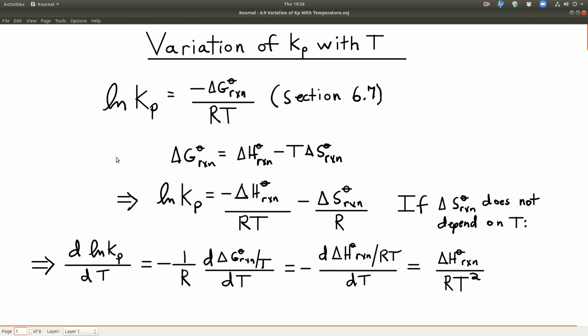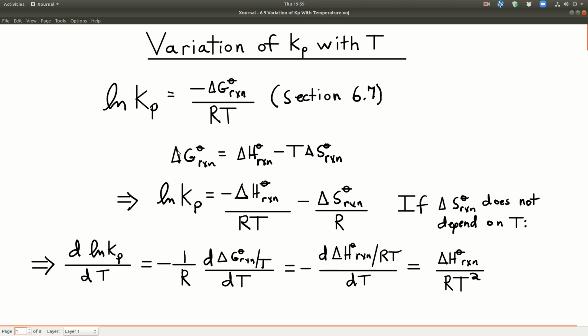Hi guys, so this time we're talking about the variation of Kp with temperature. This is section 6.9. So we saw back in section 6.7 that natural log of Kp is equal to negative delta G of reaction, standard conditions, over RT. We also know delta G is equal to delta H minus T delta S.